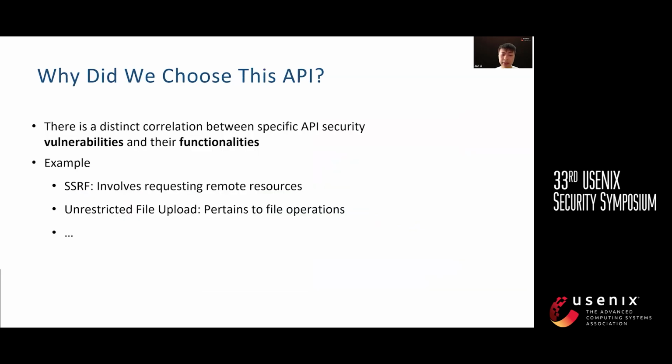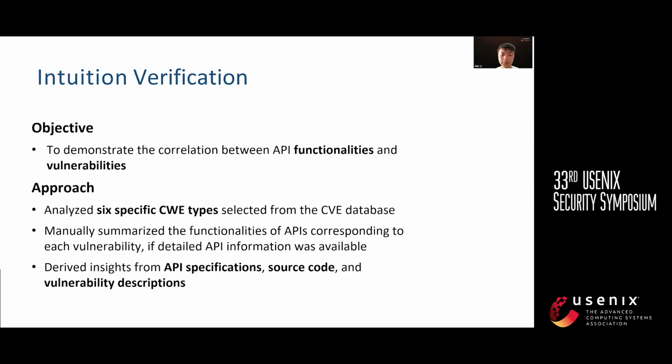Why did we choose this API? Intuitively, there is a distinct connection between specific API security vulnerabilities and their functions. For example, SSRF bugs often appear in API endpoints that request remote resources, whereas unrestricted file upload vulnerabilities are related to file operations. But how to verify this?